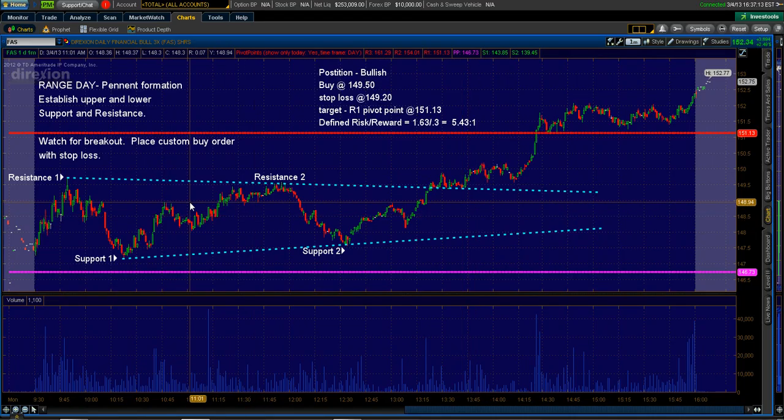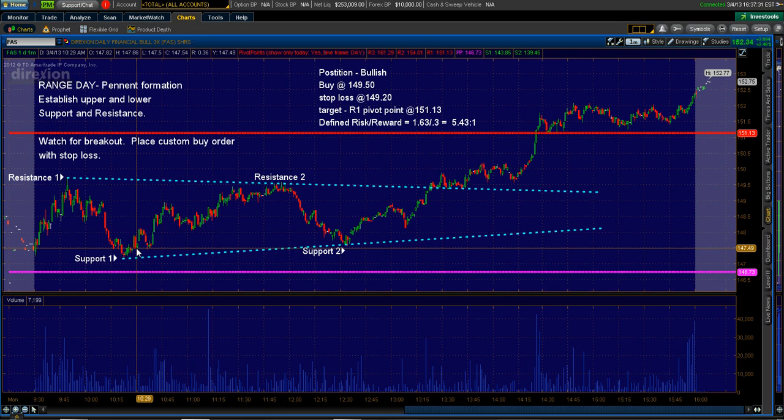Today we're going to look at a trade in our beloved FAS, which is the Daily Financial Bull 3X. It appeared at the beginning of the day, remember we don't trade till 10:30, that it was going to be kind of a range bound day, just bouncing around a little bit.